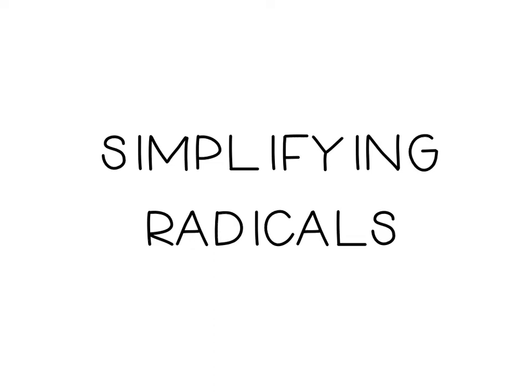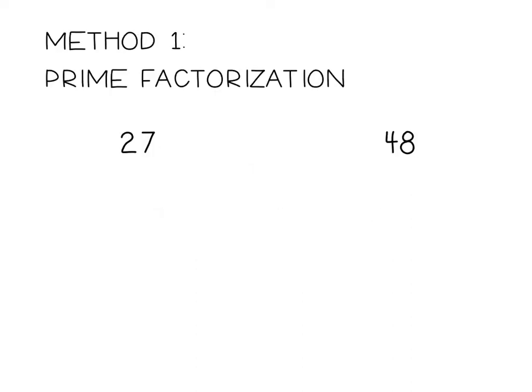This lesson is on simplifying radicals, so we're going to look at a way to take the square root, third root, fourth root of a really large number and break it down so it's easier to deal with. So the first method we're going to go over is prime factorization. Before we do that, I'm going to explain what a prime factorization is.